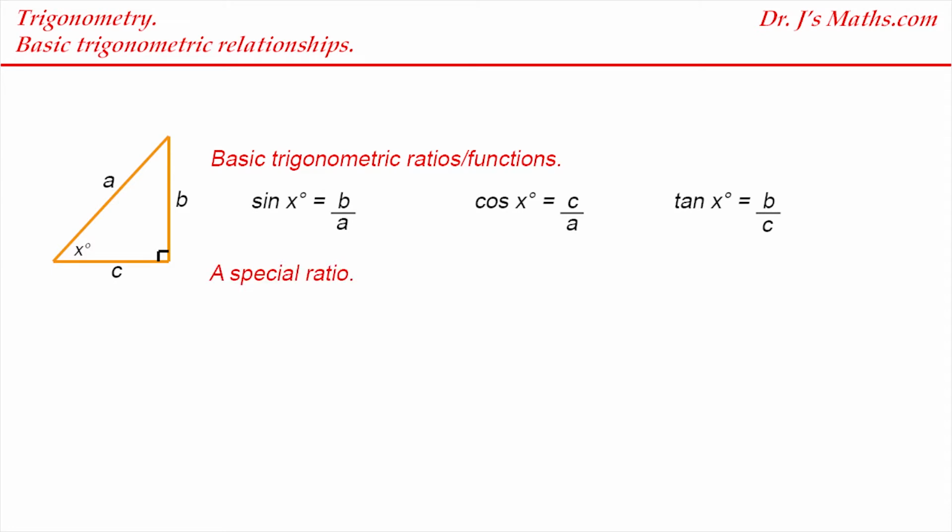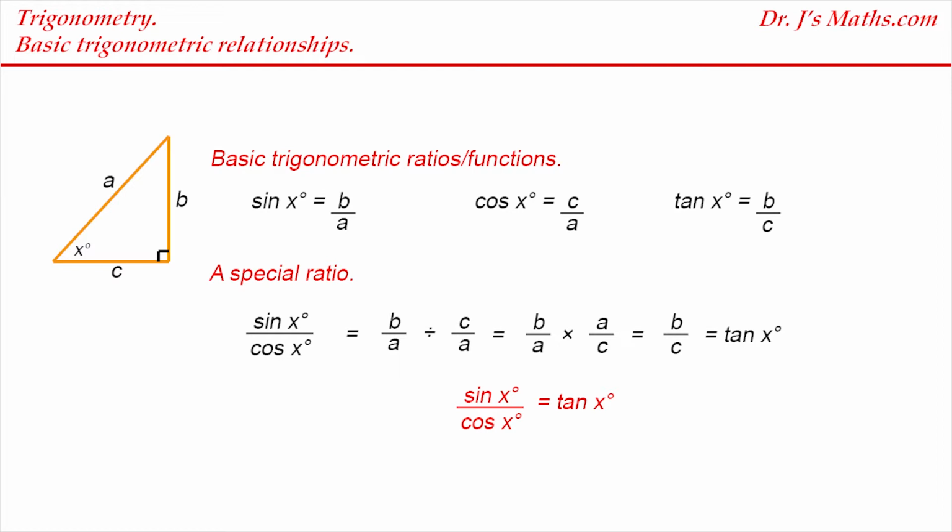Now a special ratio which you're going to use a fair bit. If we divided sine x by cos x, that'd be the same as dividing b over a by c over a. We divide by a fraction, we can change that to a multiplication sign and invert. So we've got b over a times a over c, the a's cancel, leaving us with b over c, which is our definition of the tangent ratio. So therefore we've got sine x over cos x, which is tan x. So whenever you see a tan, you can write sine x over cos x, and you'll do that a fair bit.